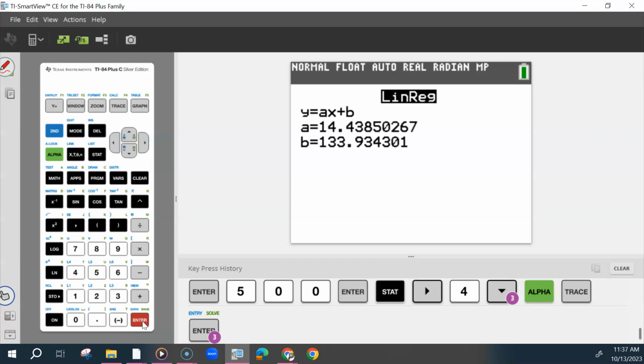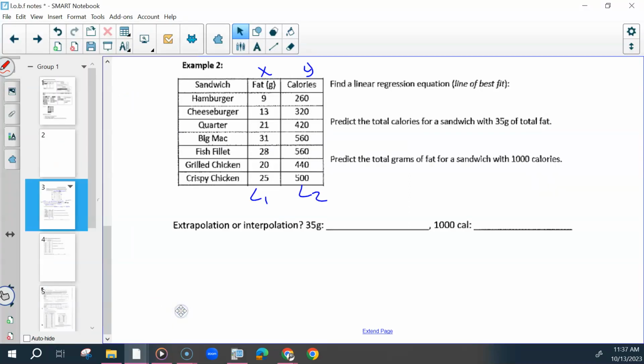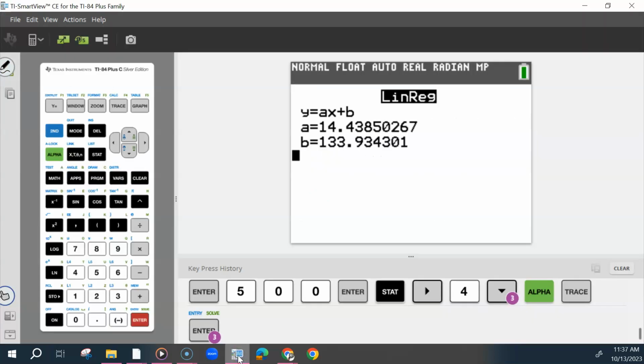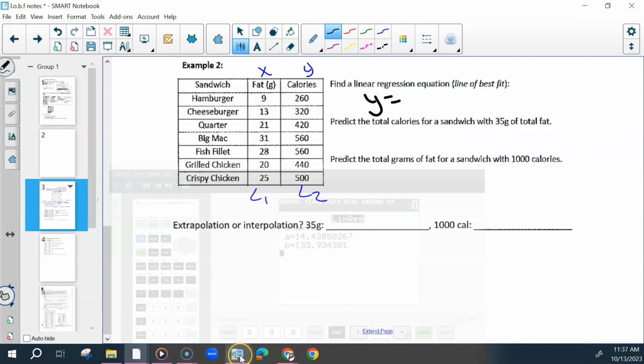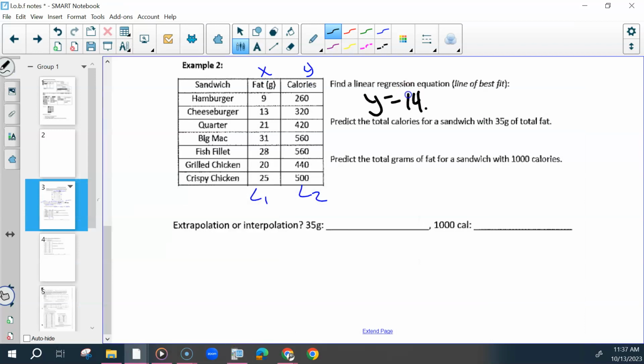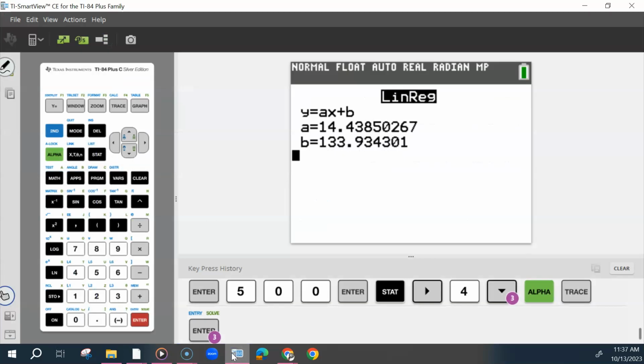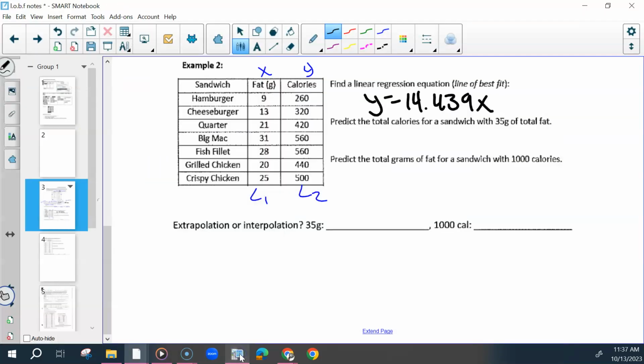Alright, so we have our line of best fit. We're going to write that down. Y equals 14.439 X plus 133.934.